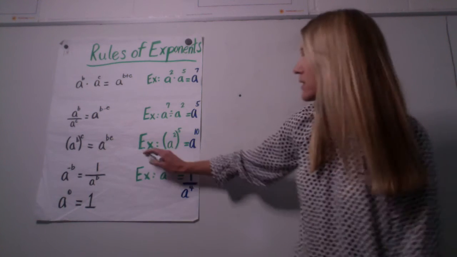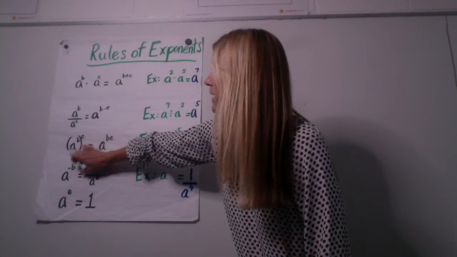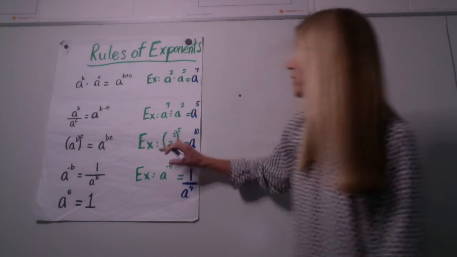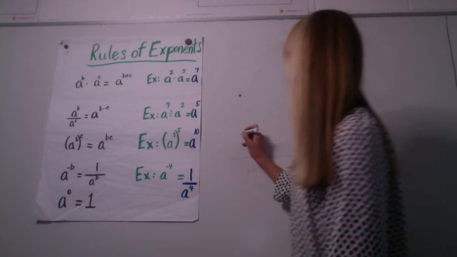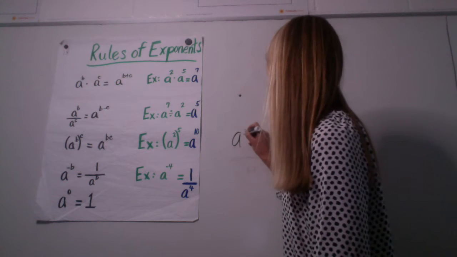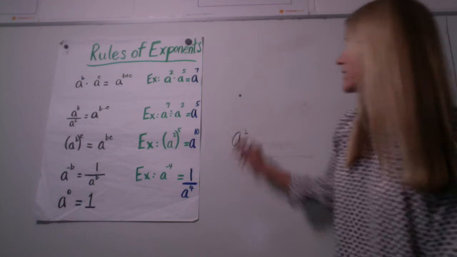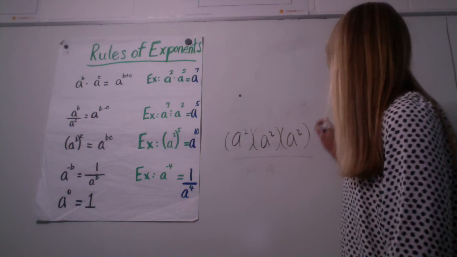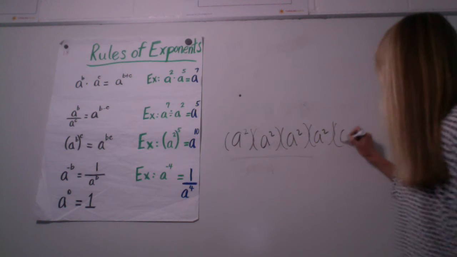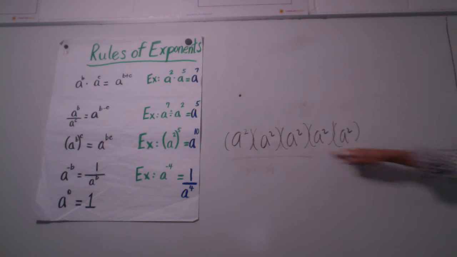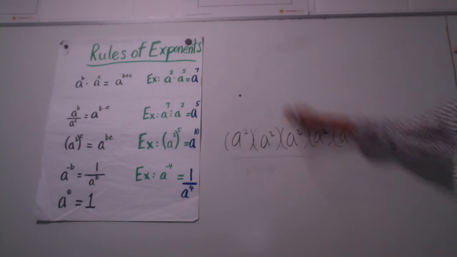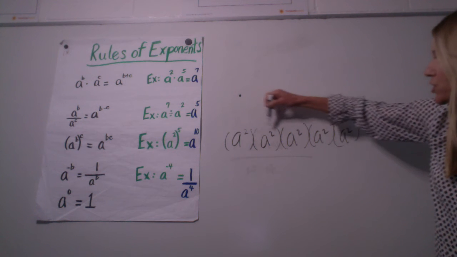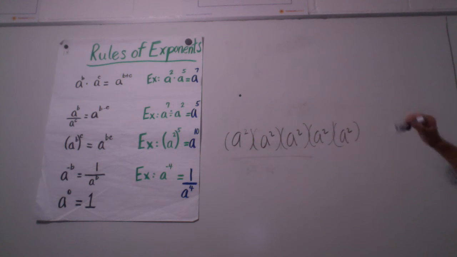This property tells us that if we have a base with an exponent in parentheses, again, we multiply the exponent. So for example, if we had a to the second power 5 times, really this is what we have: a to the second, 5 times. Then if I take my exponents, I have 2, 4, 6, 8, 10, and that gives me a to the 10th.